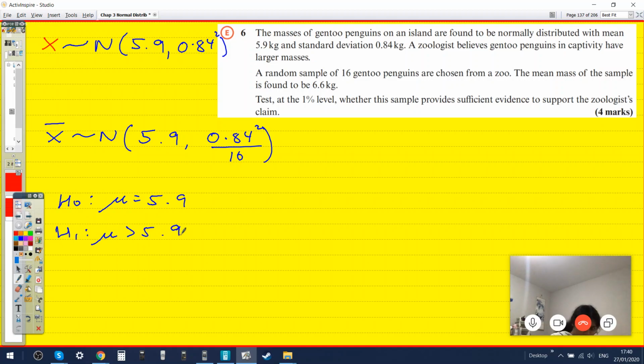I got reject H0. And what level of significance did you get? I got 4.291 times 10 to the minus 4.